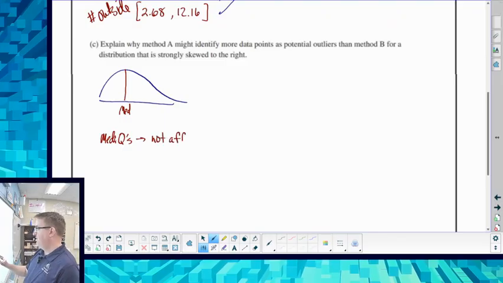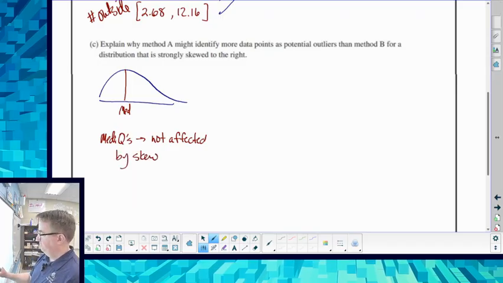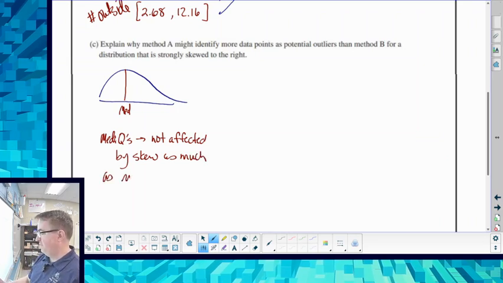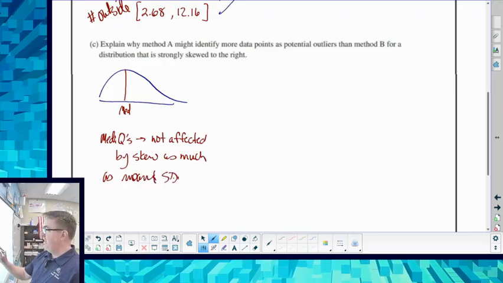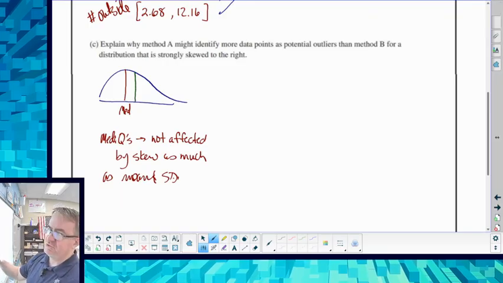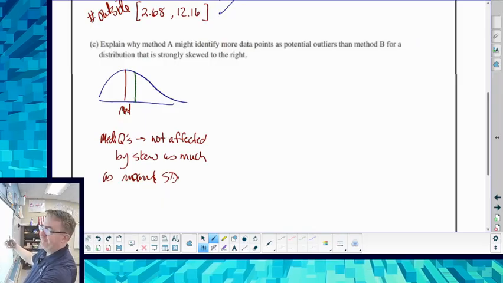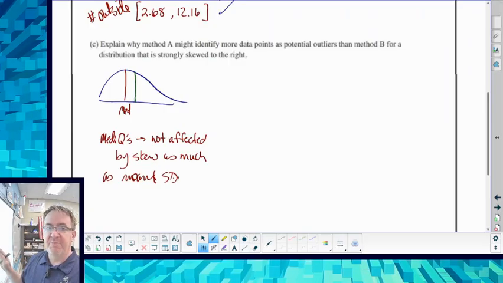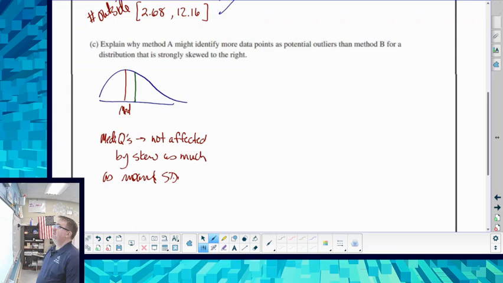are not affected by a skew as much as our mean and standard deviation, right? Because your mean always travels towards the outliers. The other thing too is that since standard deviation measures variance, that's also going to help pull things out more that way. Along the same lines, because quartile 1 and quartile 3 are the medians of the bottom and top halves, those are not going to be influenced as much either. So explaining method A might be okay.